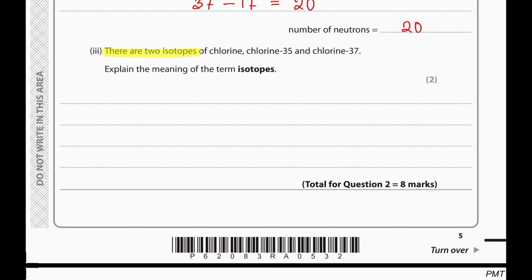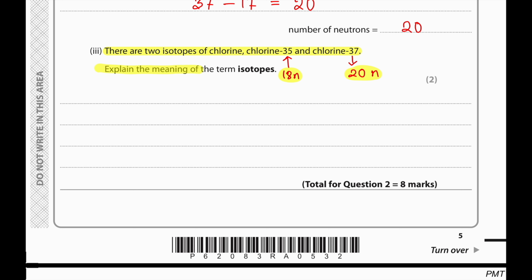There are two isotopes of chlorine, chlorine 35 and chlorine 37. So chlorine 37, we have already found out consists of 20 neutrons, whereas chlorine 35 must consist of 18 neutrons. So we can see they have a different number of neutrons and a different mass number as a result.